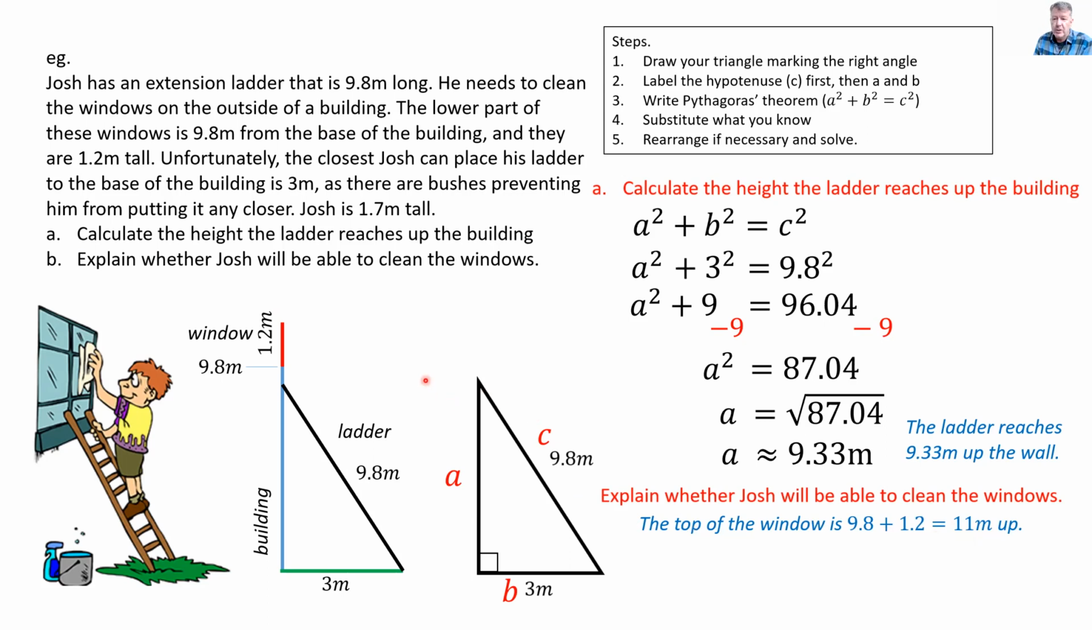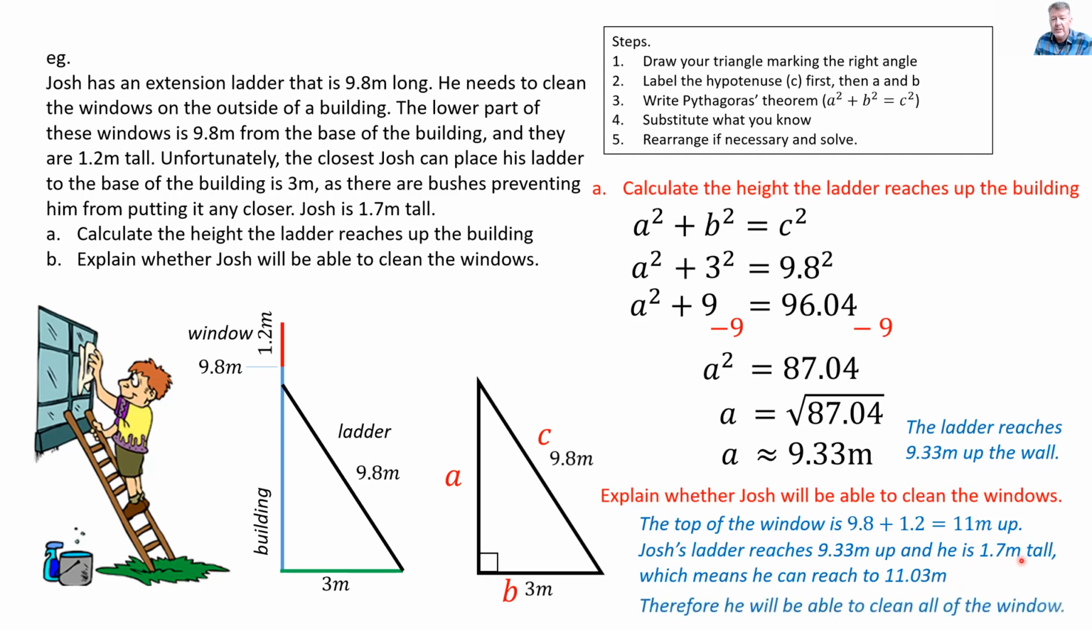Now, how tall is Josh? Well, Josh's ladder reached 9.33 meters. We worked that out in part 1, and he's 1.7 meters tall. So that means he can reach up to 11.03 meters. 11.03 is bigger than 11 meters, isn't it? So that means that Josh will be able to reach the top of the window. He's got 3 centimeters to spare. Done. So he can clean it. Lucky Josh. Glad he's not any shorter though.